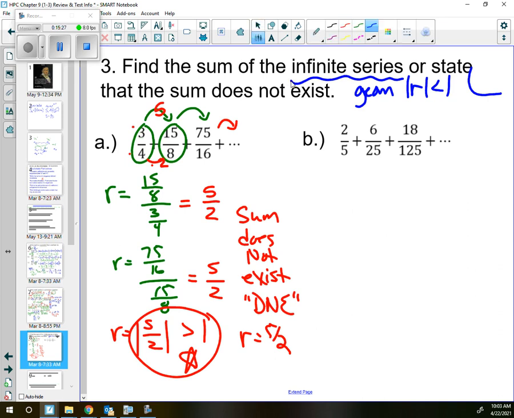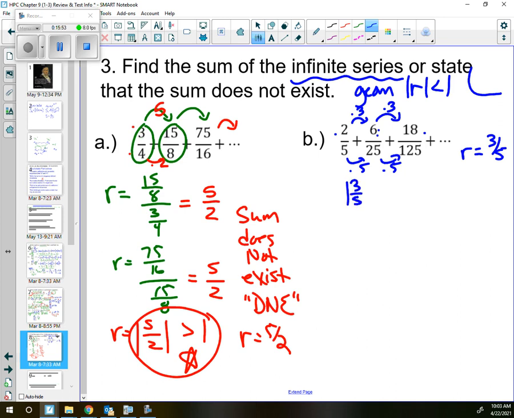All right, well, what's the second one doing here then? Let's take a peek. How are we moving from one to the next? Looks like on the top we're timesing by 3, but on the bottom we're timesing by 5. So my ratio then looks like 3/5. Again, remember you can take 6/25 divided by 2/5, or 18 over 125 divided by 6 over 25, but probably faster just to look at what the top and the bottom are doing.